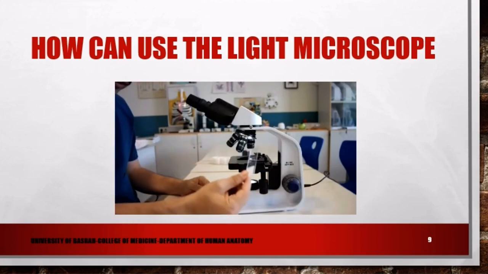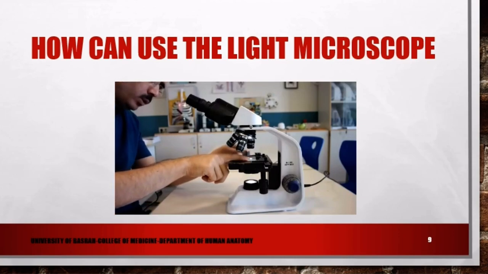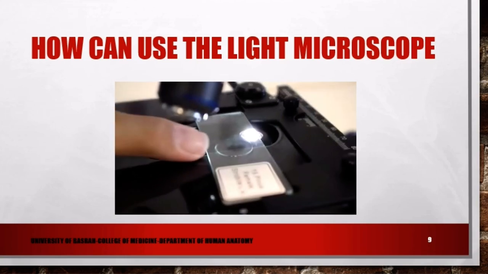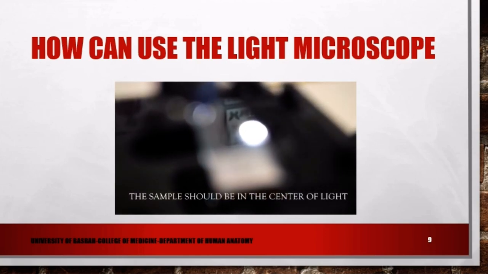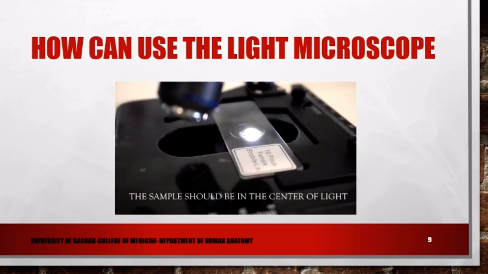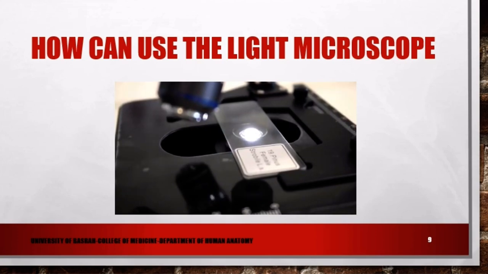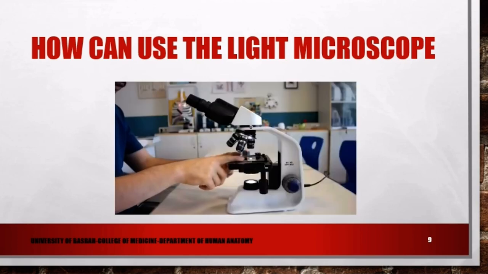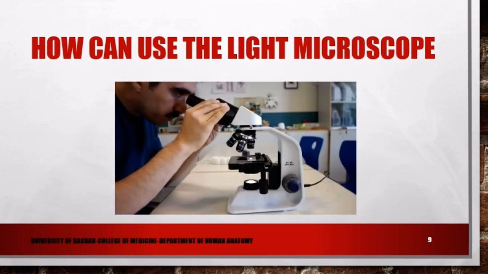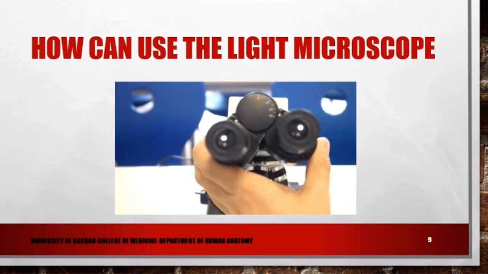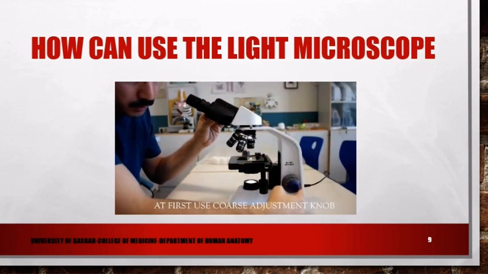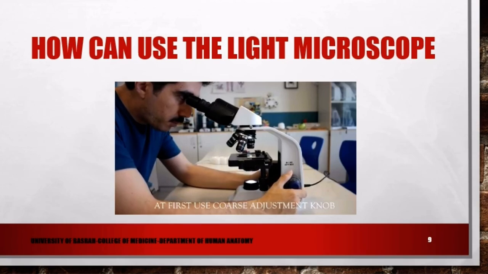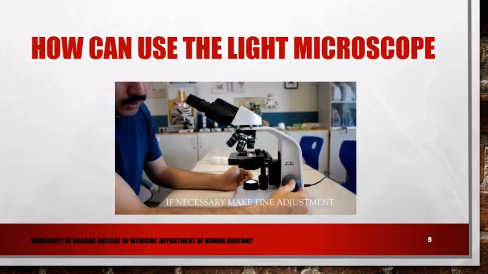Okay. And then we fix this slide onto the stage with the stage clips. Make sure the sample is right in the center of light before you start looking through the eyepiece lens. Make sure it's right on top of light. So as we look through, you can also adjust the length according to your eye by using this. Use the coarse adjustment knob only to move the stage up. And we make fine adjustment knob as well.